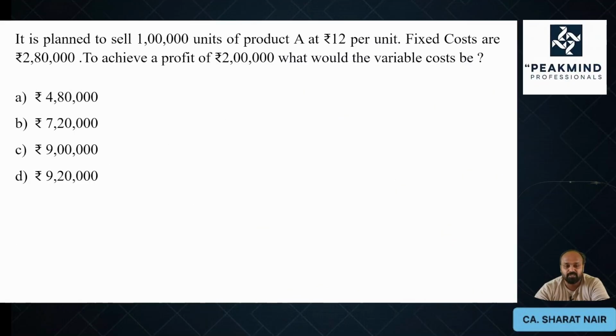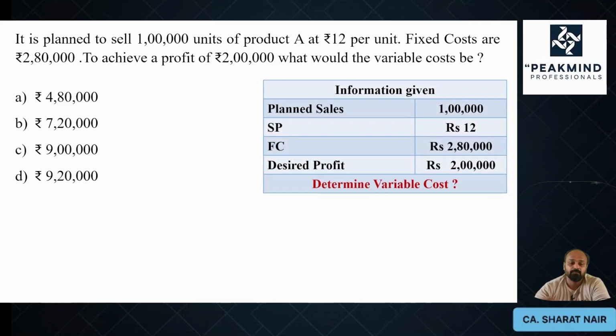Moving on to the next MCQ. Now here there is a typing error which I have corrected in this MCQ. They are intending to convey that it is a planned sales of 1 lakh units. Selling price is rupees 12. Fixed cost is 2 lakh 80,000. Desired profit given is 2 lakh. They are asking us to find out the variable cost.